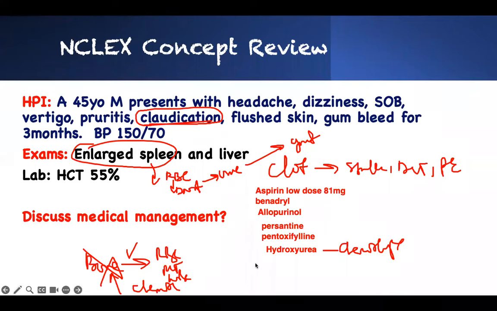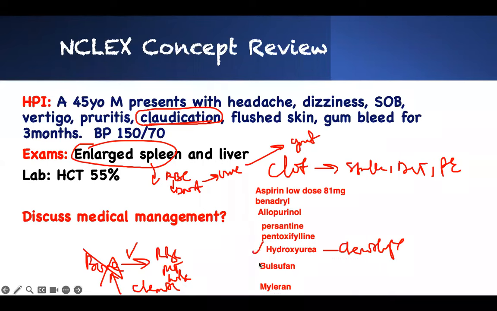Another medication, I'm going to give it to you so that when you see it, you don't freak out. If they don't give you hydroxyurea, it's busulfan, okay? Busulfan is a form of a chemo agent. It's doing the same thing as hydroxyurea, and the other one is Myleran. These are the chemo agents that we have for polycythemia vera.